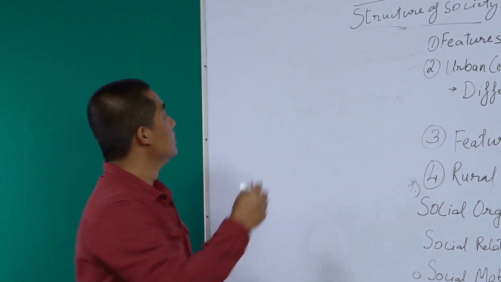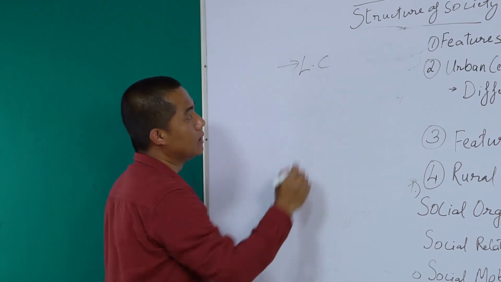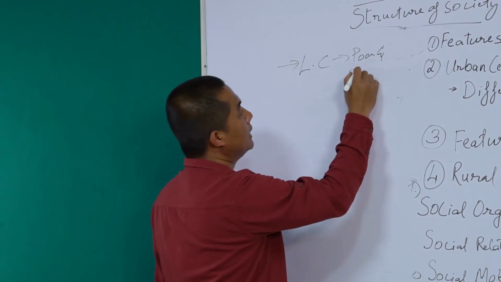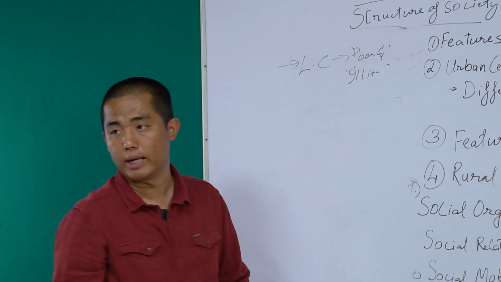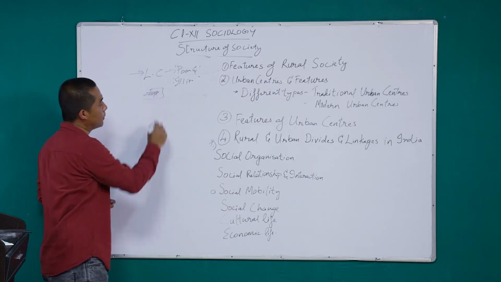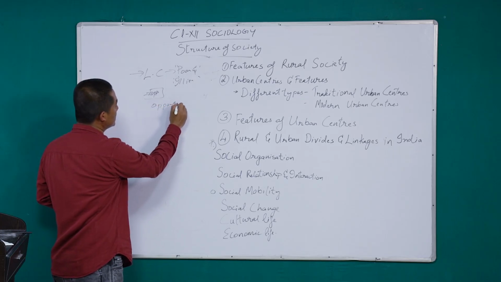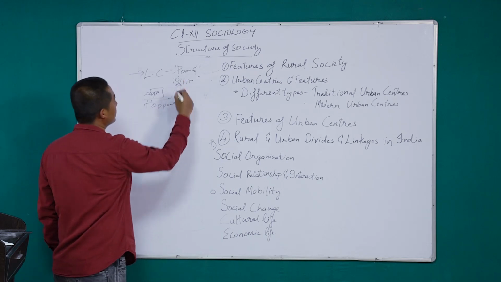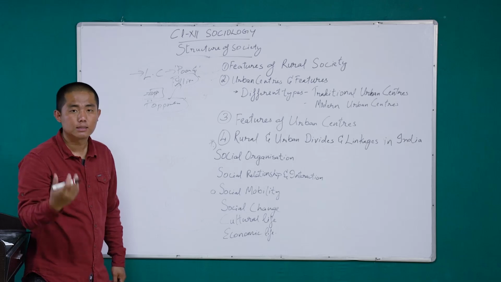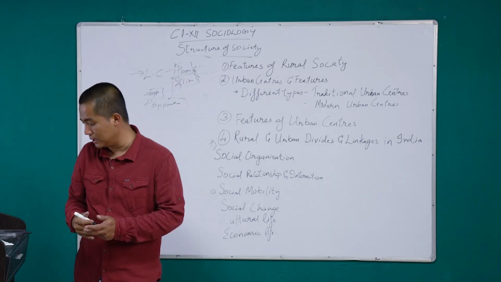The next and last point under the features of rural society is that the lower caste people are mostly poor and illiterate. Why? Because the lower caste people are given fewer opportunities. I'm talking about the rural areas here. They are given fewer opportunities, and that is the reason why most of them are poor and they don't have ample time to get education. That is why most of them are illiterate and poor, so it also leads to poverty. That is what it means here.